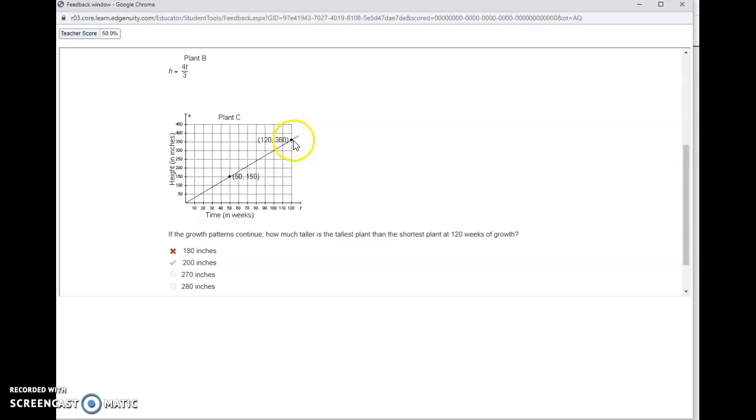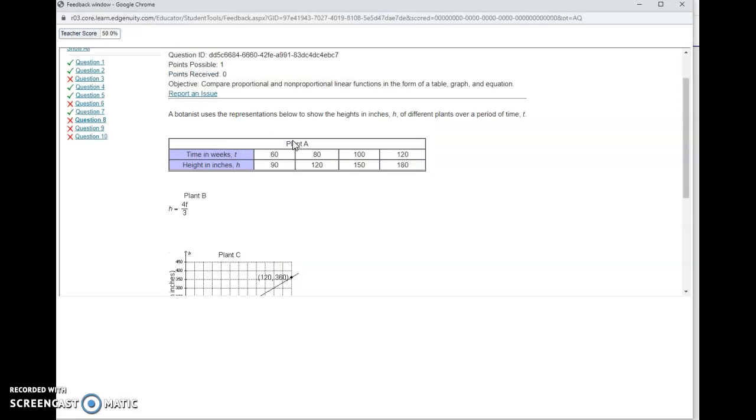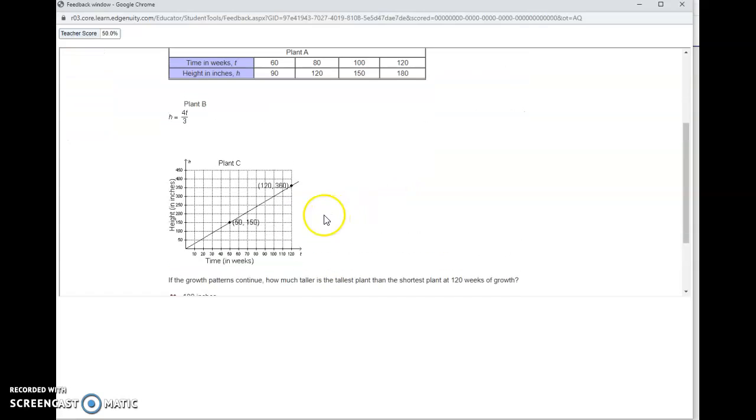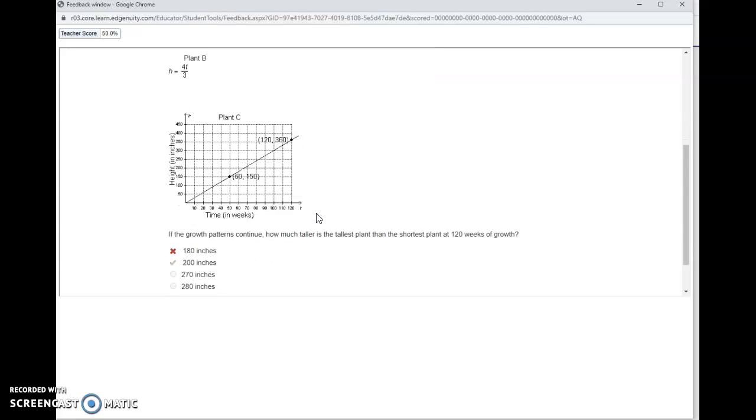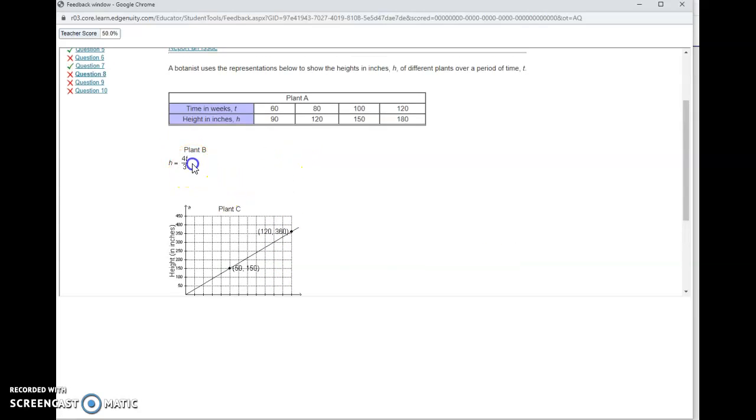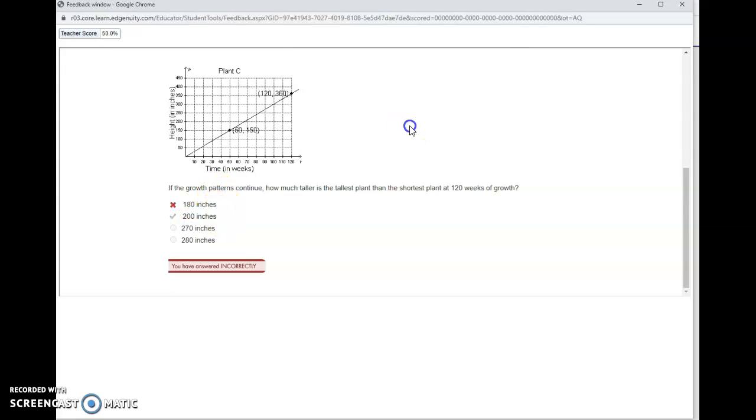This one looks like it's 360 inches at 120 weeks. This one looks like it's 180 inches. And then we've got to put in some time there on the fourth one. Let me get a calculator. So 4/3 times 120 is 160 inches. So it looks like 360 is the tallest, and this one gives us 160. That's the shortest. So 360 minus 160 is an even 200.